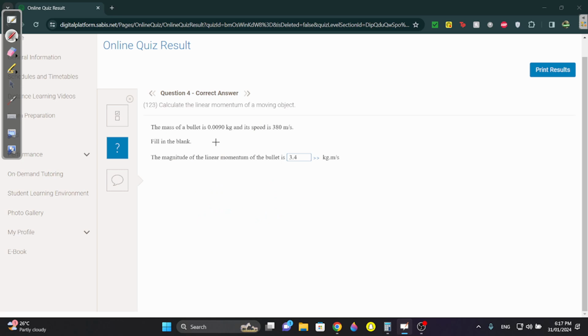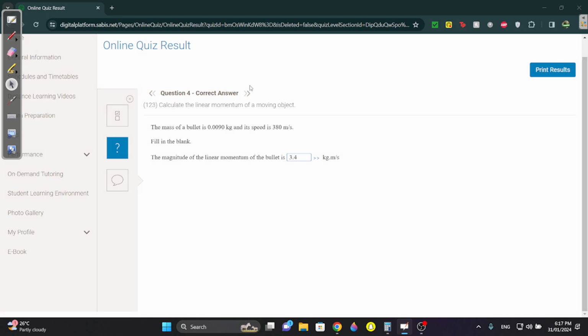Okay, same repeat question, mass and velocity, and they're asking for the linear momentum, which is P equals mv. So P equals the mass, which is 0.009, times the velocity, which is 380, and you get 3.4.